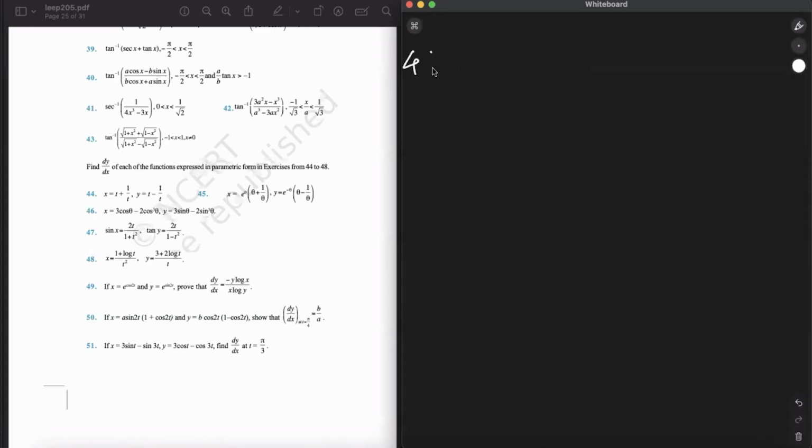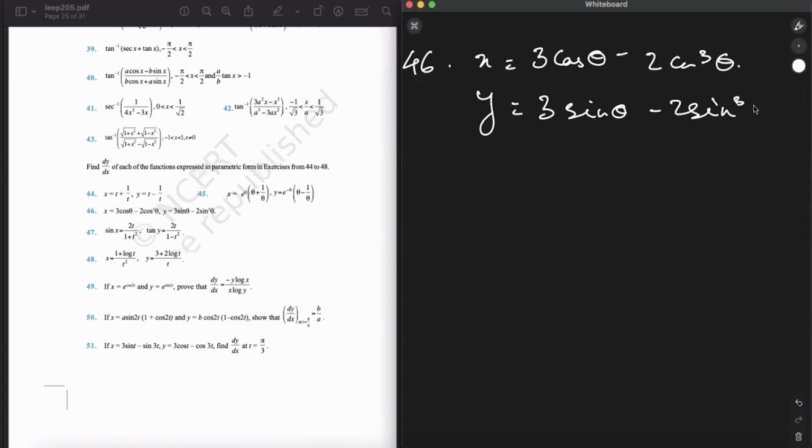So moving on to question number 46. It has been given to me that x is equal to 3 cos theta minus 2 cos cube theta, and y has been given to me as 3 sin theta minus 2 sin cube theta.